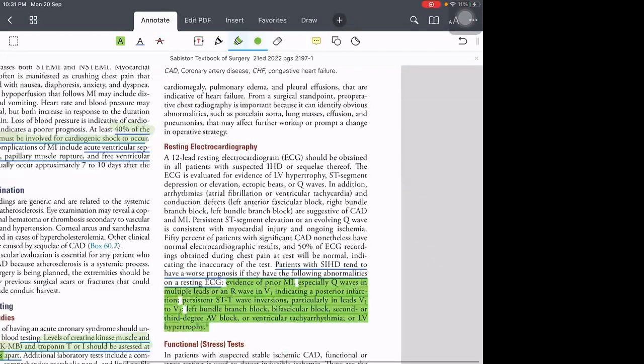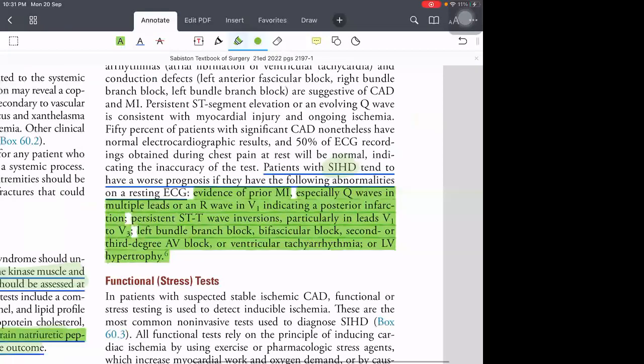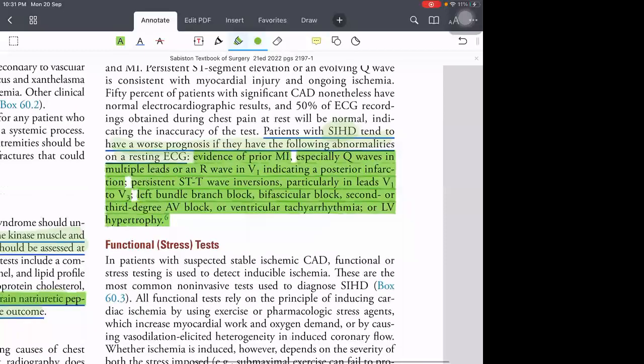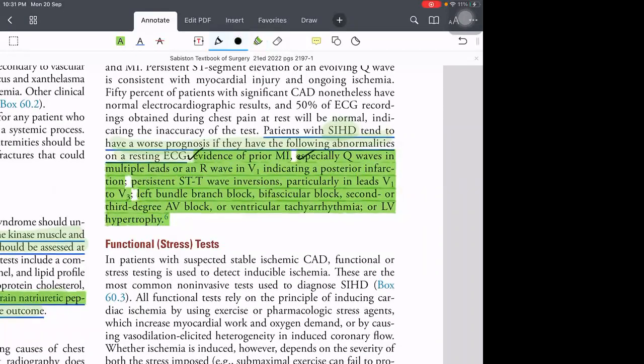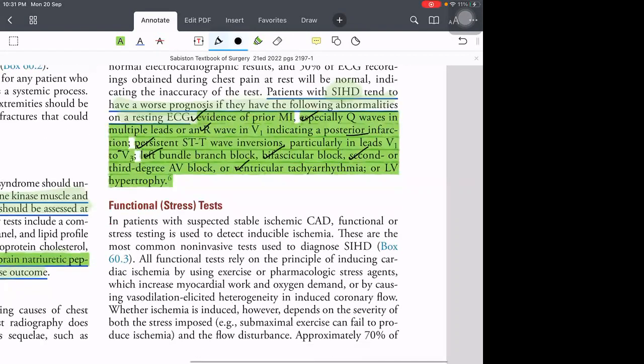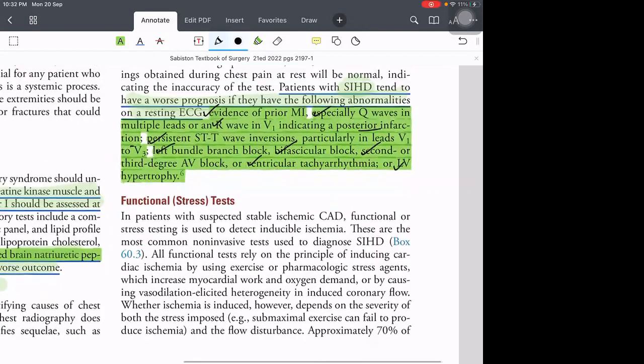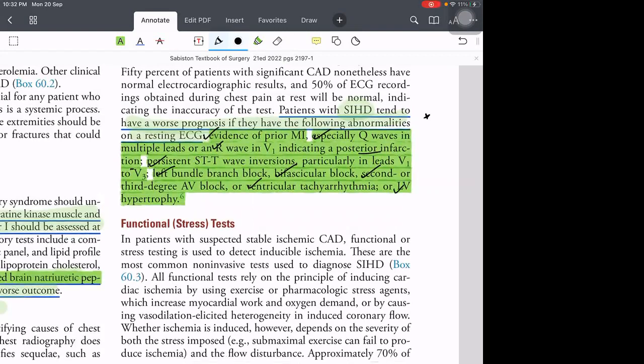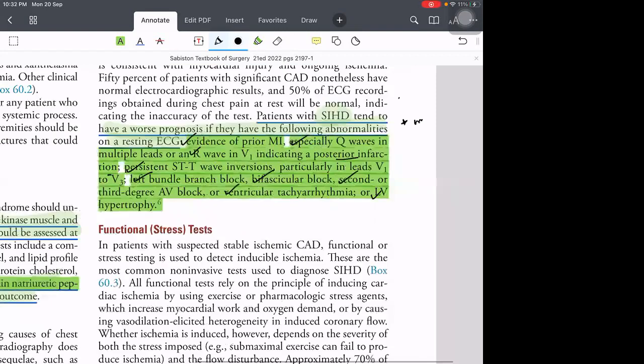In the ECG, stable ischemic heart disease patients tend to have a worse prognosis if they have the following abnormalities in the resting ECG: evidence of prior MI, especially Q waves in multiple leads, or an R wave in V1, which indicates a posterior infarction. Persistent ST-T wave inversions, particularly in V1 to V3, left bundle branch block, bifascicular block or third degree AV block, ventricular arrhythmias, or LV hypertrophy. These indicate a worse prognosis. That was the medical related part.